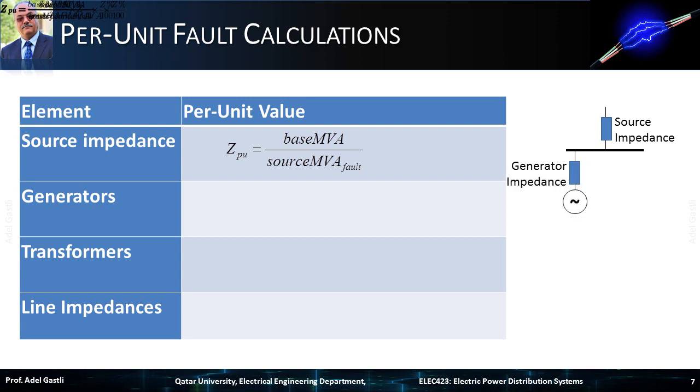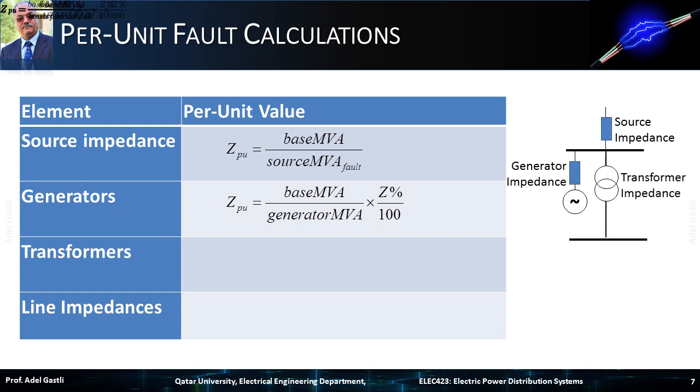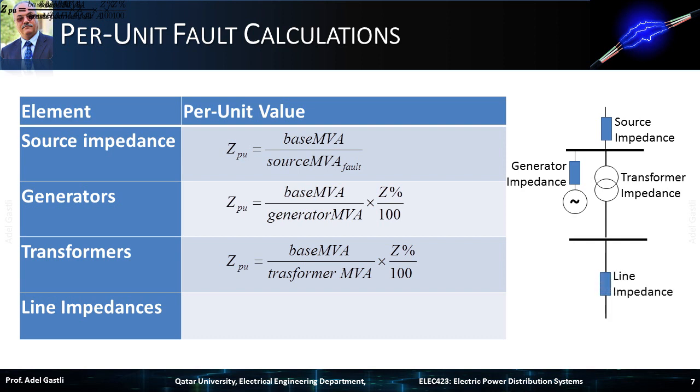The generator impedance is usually provided by the manufacturer in %. To determine the per unit generator impedance on the common base, we divide the common base MVA by the generator rated MVA, and multiply it by the given % generator impedance. Similarly, the transformer's impedance is usually provided by the manufacturer in %. So, we can apply the same formula as for the generator case, to find the equivalent per unit transformer impedance in the common base. Line impedances are usually given in ohms.